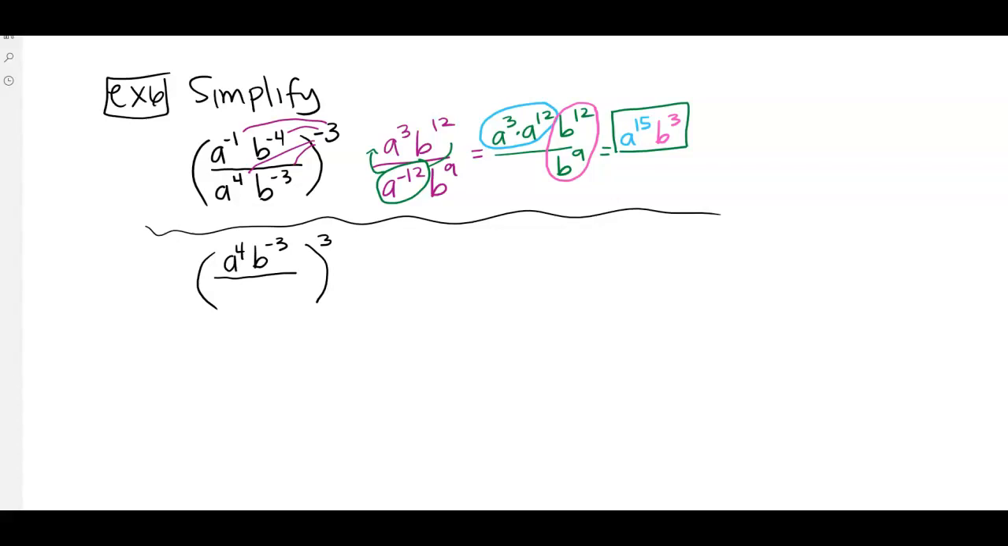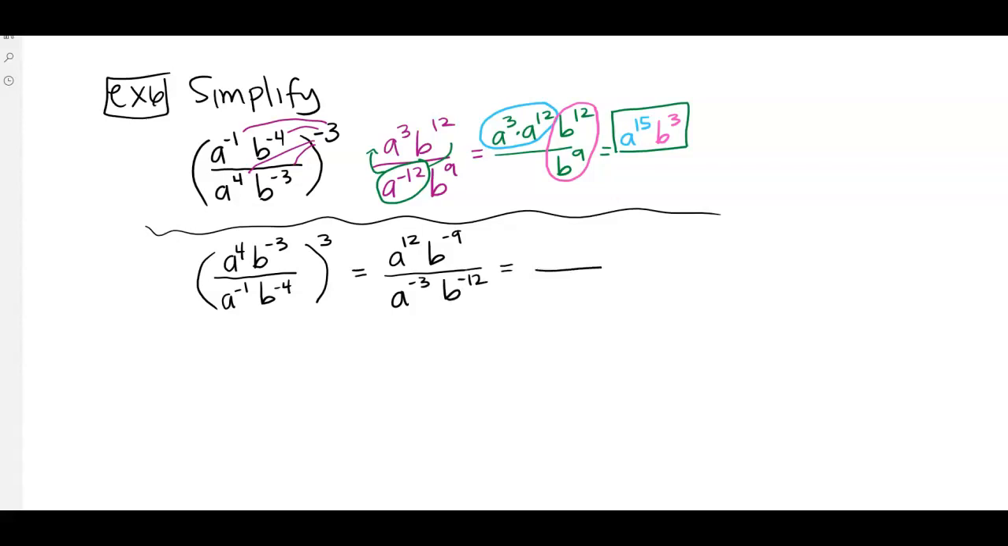And then the stuff that was on the top is now going to come downstairs: a to the -1, b to the -4. Remember, you can only work on one negative at a time. So if you're doing your flipping, you're just working on that -3 on the outside, flip everything on the inside, and then it'll be raised to a positive third power. From there, it's pretty similar to what Elizabeth did before. So we get a to the 12th, b to the -9, a to the -3, and b to the -12.